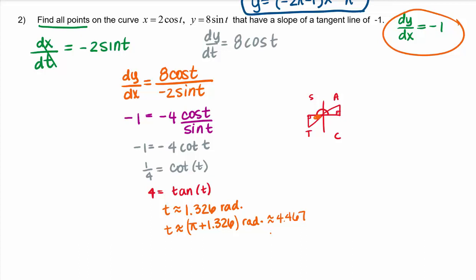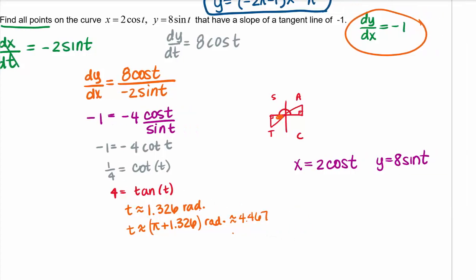So if that's the case, now find all points on the curve. These are the t values in which they occur. X is 2 cosine t, and y is 8 sine t. Those are my givens. So I just need to put these t values in to figure out approximately where those points are. And normally they will say round, if they want you to round.